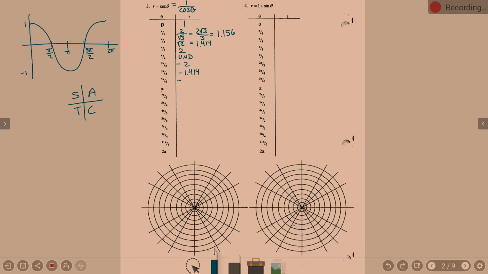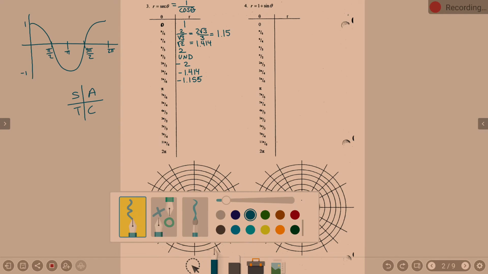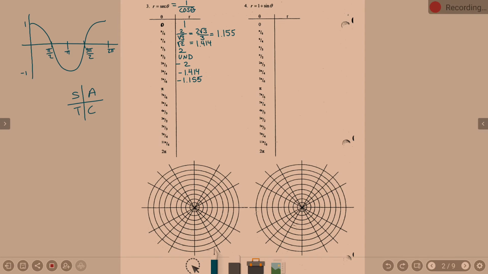And 5 pi over 6? 1.155. Is it 1.155? Yeah. I thought you said 6 earlier, which is why I wrote 6 here. No. I meant 5. But I very easily could have said 6. Okay. It matters. Exactly. At that point, it's not going to matter, but okay. Pi. And what's the reciprocal of negative 1? Negative 1.